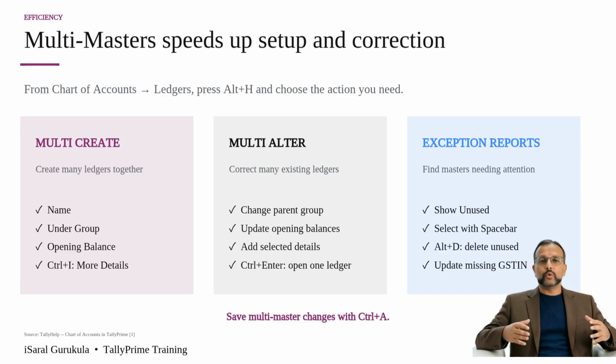You enter the name, the group, and the opening balance, and you can press Ctrl+I to add more details. Multi-alter lets you correct many existing ledgers at once, change parent groups, update opening balances, or add details to multiple records. And exception reports find masters that need attention. You can show unused ledgers, use spacebar to select them, and Alt+D to delete unused ones. You can also update missing GSTIN across multiple records. Save all multi-master changes with Ctrl+A. This single feature can cut your setup time in half.